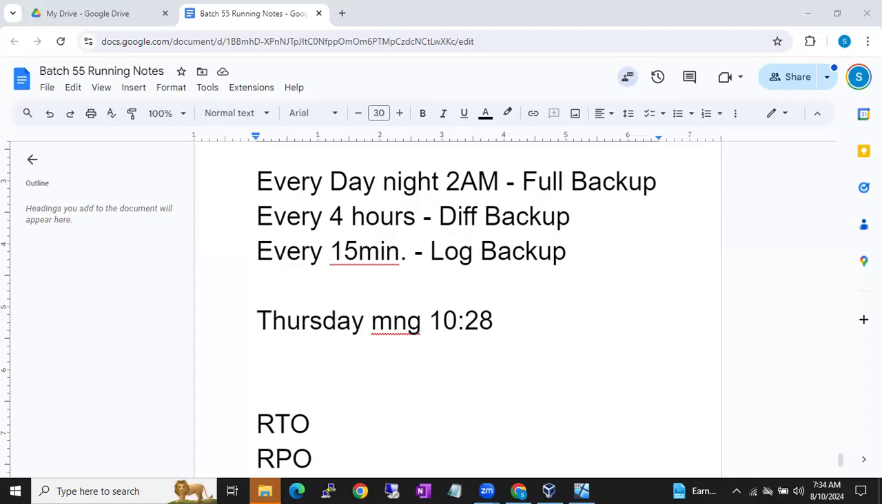Can we kill the running backup? We can kill. We can kill the backups. Thank you.